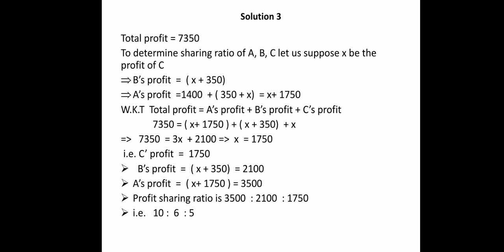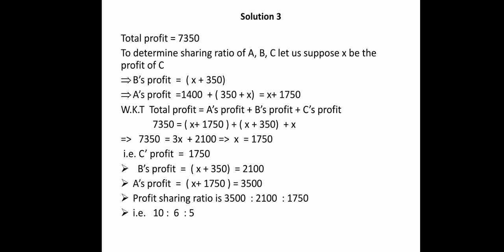Let us take up now problem number 3. Example number 3. I will read the example now. The total profit of a partnership firm amounted to 7,350 in a year, out of which A received rupees 1,400 more than B and B received 350 rupees more than C. Find A's share and also find the profit sharing ratio of A, B and C.